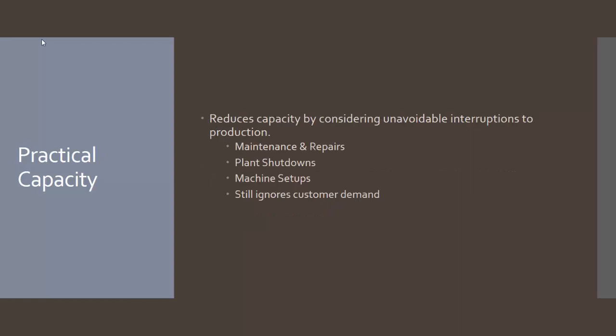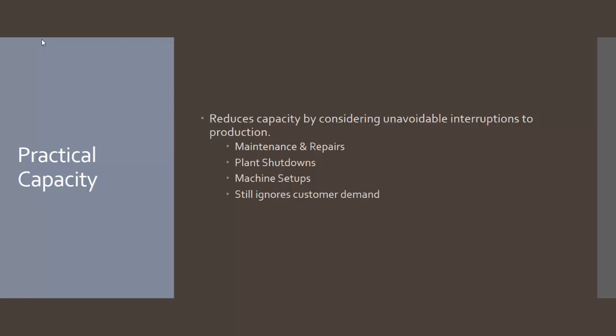Practical capacity is a similar concept, but now we're going to take into consideration we do need to repair our machines. We're going to have to shut down our plant. Most manufacturing facilities shut down for at least 1 week a year just so they can go through and make sure everything's up to safety protocol, make sure all of the machines are in operations, there's not a machine operating with a frayed belt that's ready to snap, all of that stuff. So manufacturing companies tend to have a shutdown period.